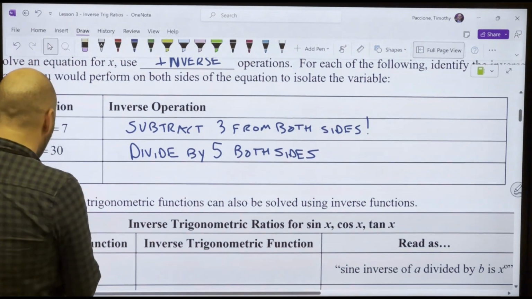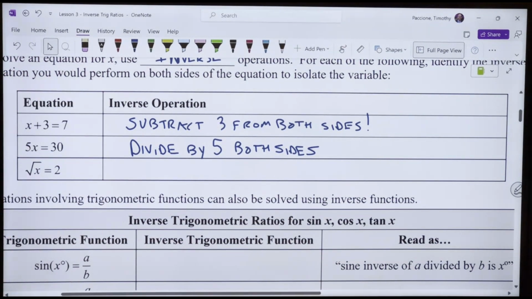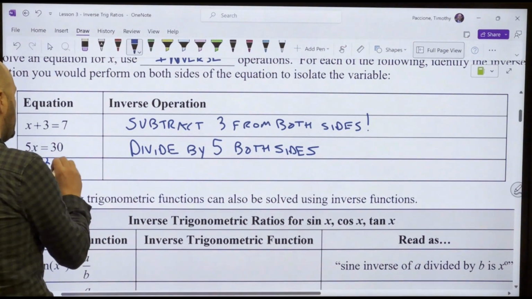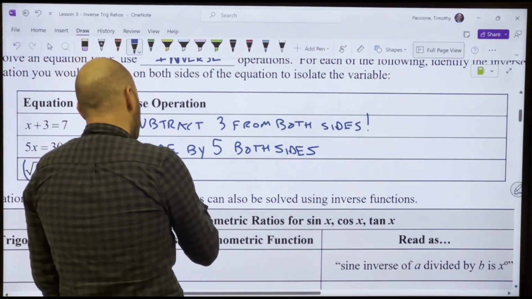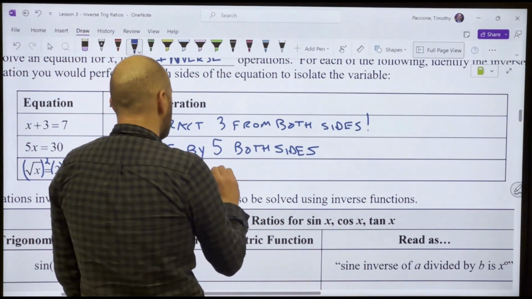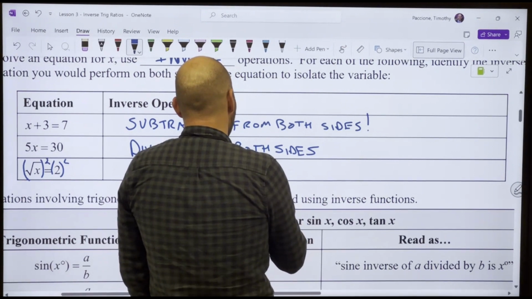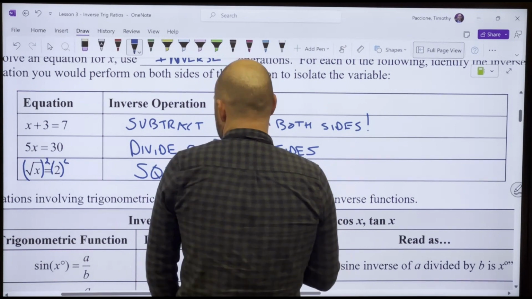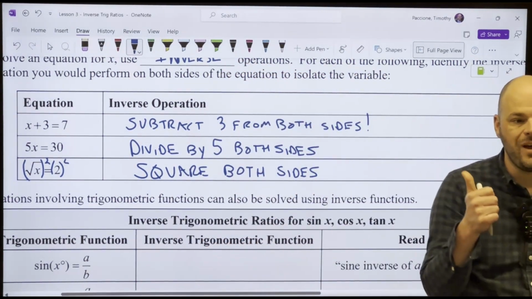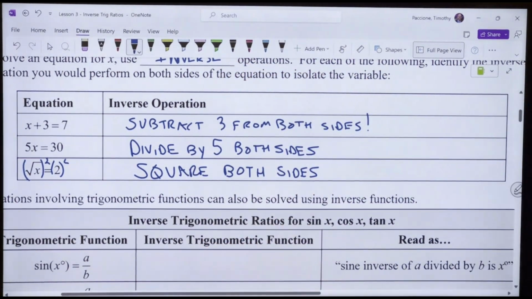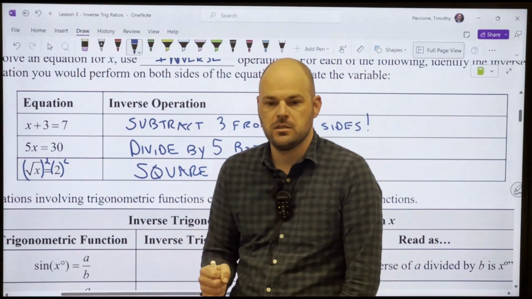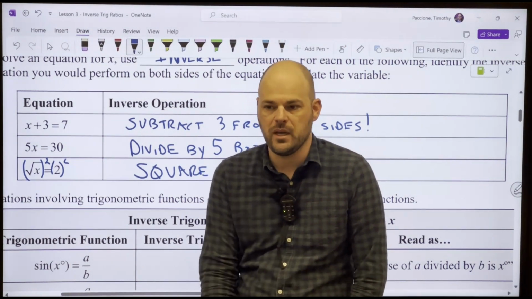And then I have the square root of x equals 2. Well, I need to do an inverse of a square root, which is a square. So I'd square both sides, right? And why do I do that? Because I don't care what the square root of x is. I want to know what x is, just x. Okay? Hopefully you see a theme here. We want x, not something x. Not something x divided by anything. Not x plus anything. We just want x. So we get rid of, we undo, we move away.